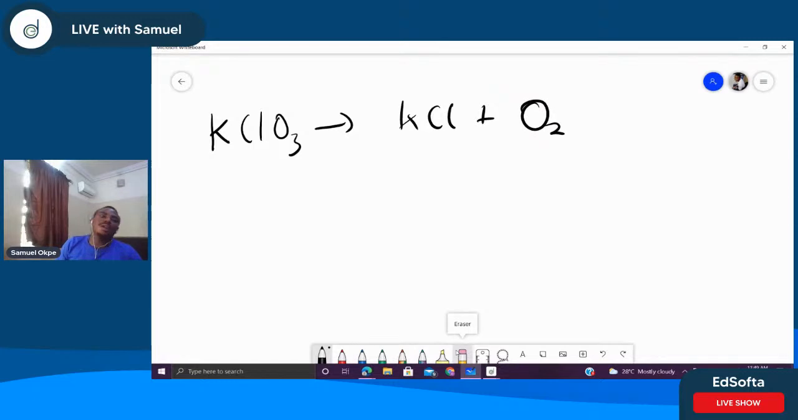But this is not a balanced equation. So how do we balance the equation? We put 2 here, we put 2 here, and we put 3 here. Why? So that this becomes 6, we have 6. This becomes 2, 2, we have 2, 2 here also. So now, we have this.